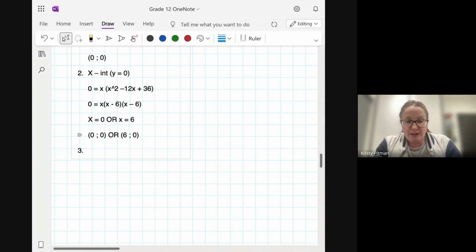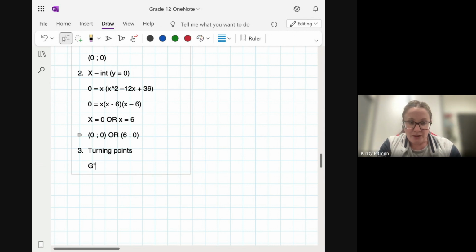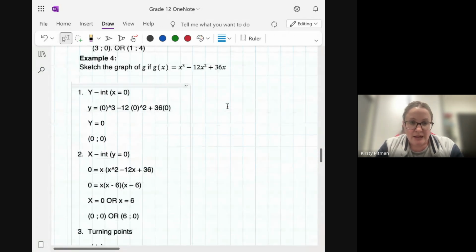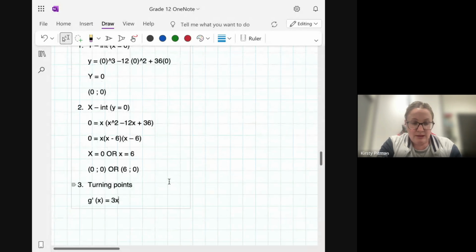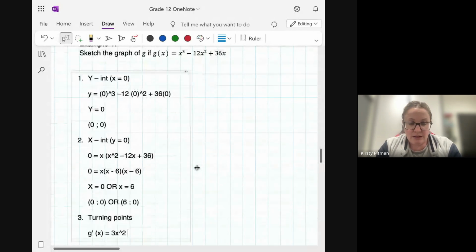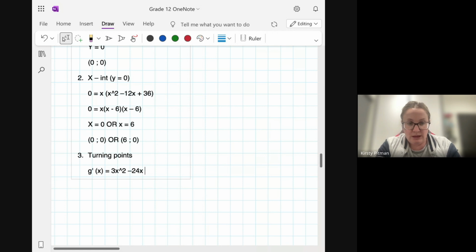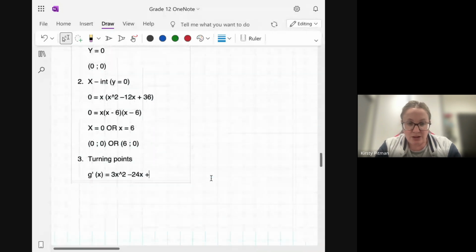Right, step 3, find the turning points. To find the turning points, what do I need to do? I need to go work out the derivative. So the derivative of g of x is equal to 3x squared minus 24x plus 36.